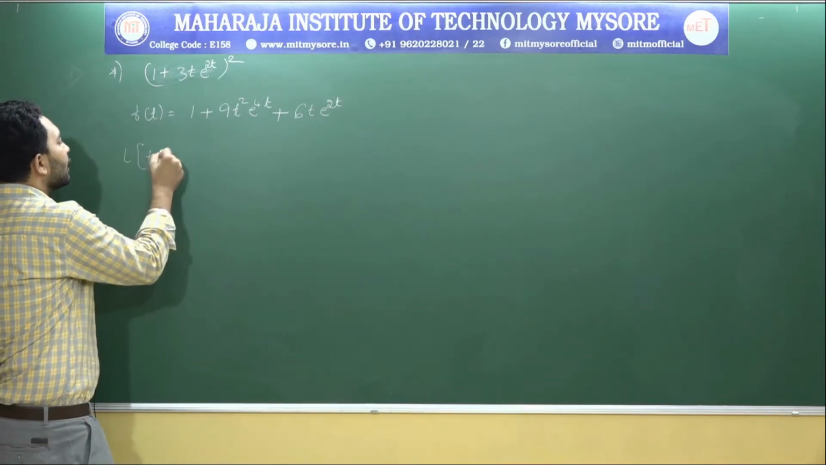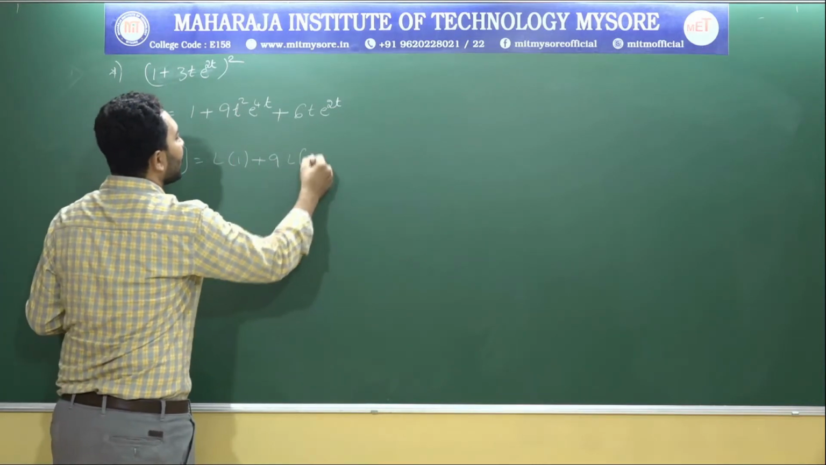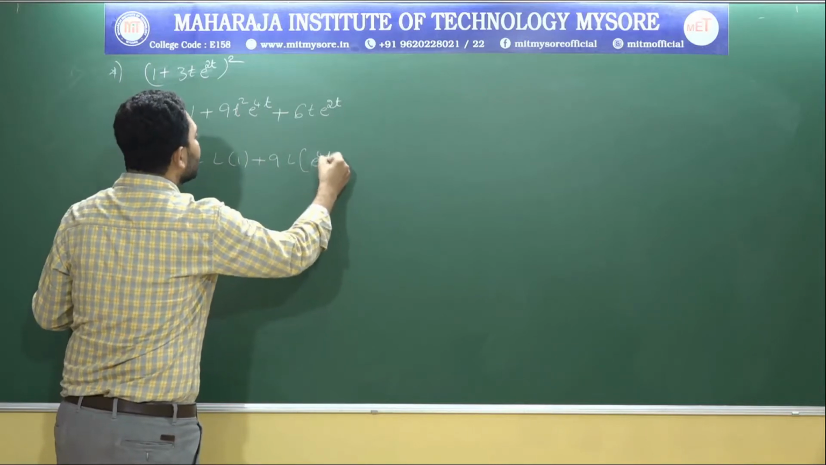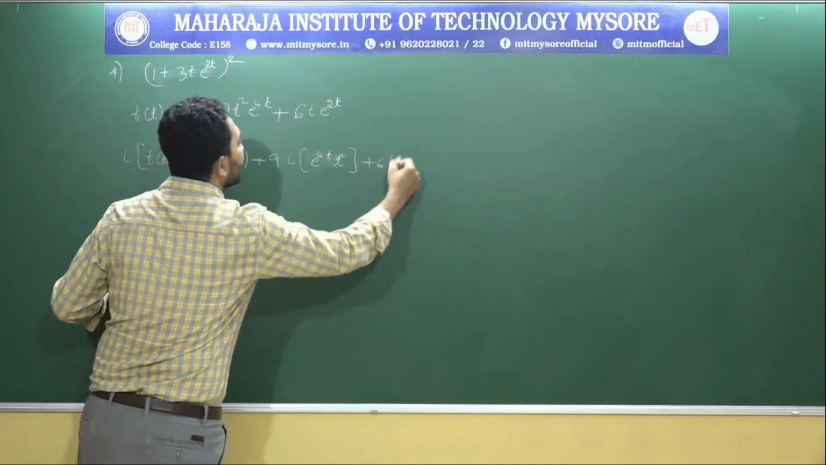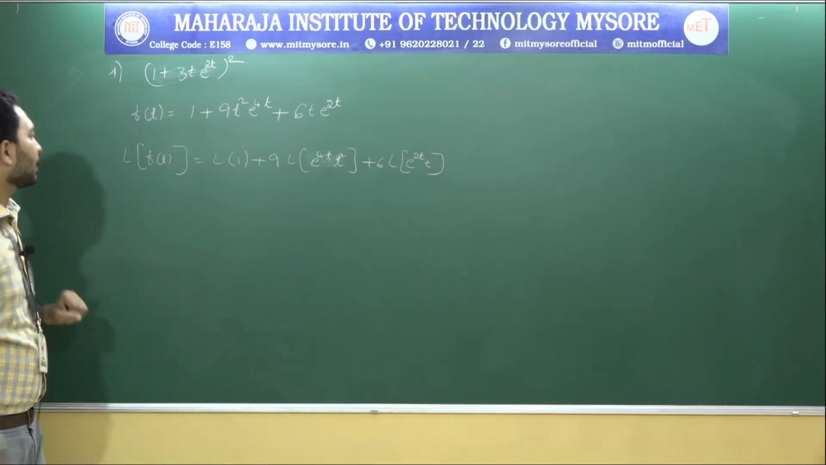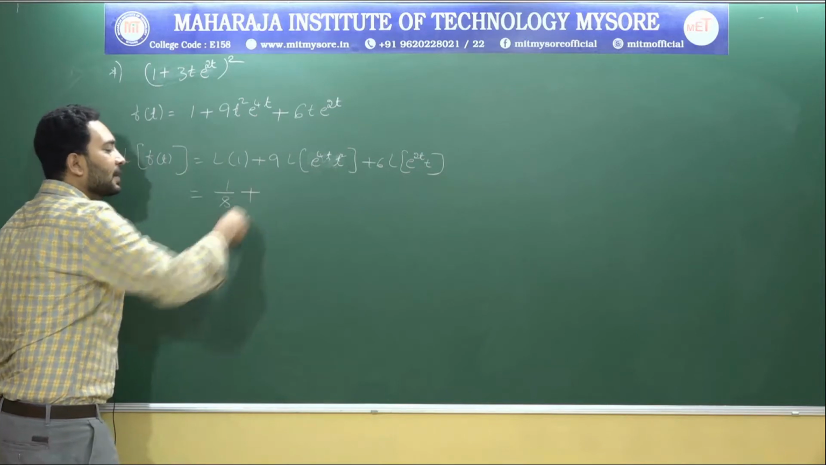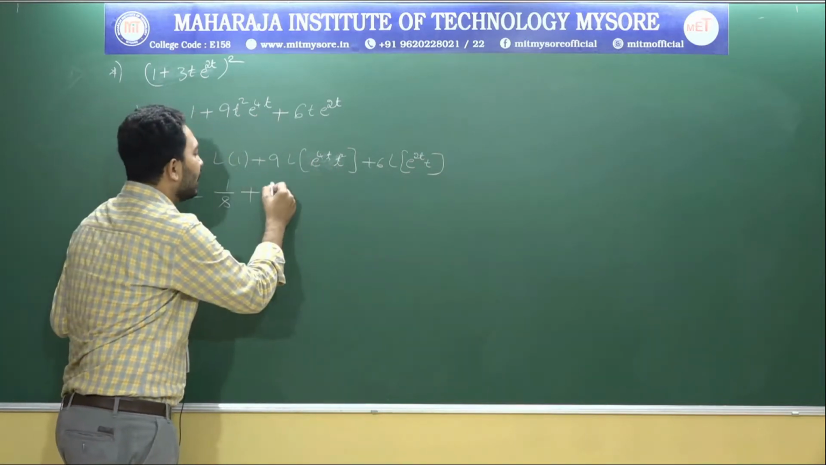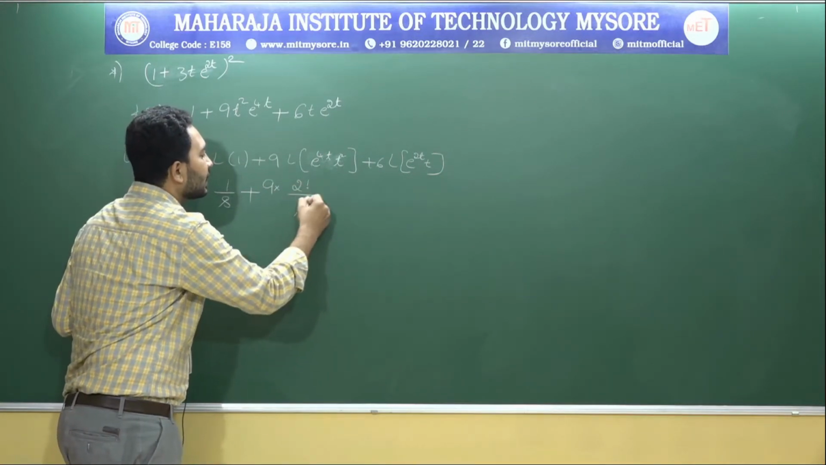Then Laplace of f of t equals Laplace of 1 plus 9 into Laplace of t square into e power 4t, or e power 4t into t square plus 6 into Laplace of e power 2t into t. So what is the Laplace of 1? It is 1 by s. Plus what is the Laplace of t square? T square is, we have already, it is 2 factorial by s cube.